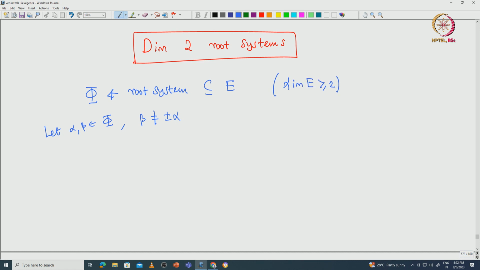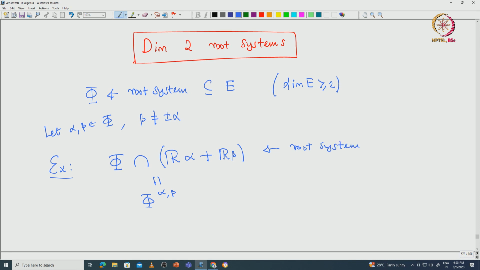Now, what one can easily check, and this is something I will leave as an exercise: if we take phi and intersect it with the 2 dimensional space spanned by R alpha and R beta, that is going to be again a root system. This we denote by phi alpha comma beta. So, this is going to be a root system on its own.